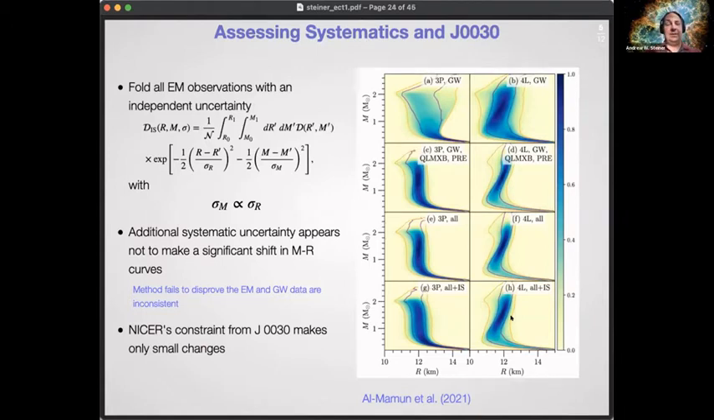Also, an unrelated aside: it turns out for this particular analysis, in large part because we're including all of this information from the quiescent low-mass X-ray binaries and the photospheric radius expansion X-ray bursts, NICER's result from J0030 makes only a small change, and that's the difference between the 3rd and 4th panels and the 5th and 6th panels, okay?